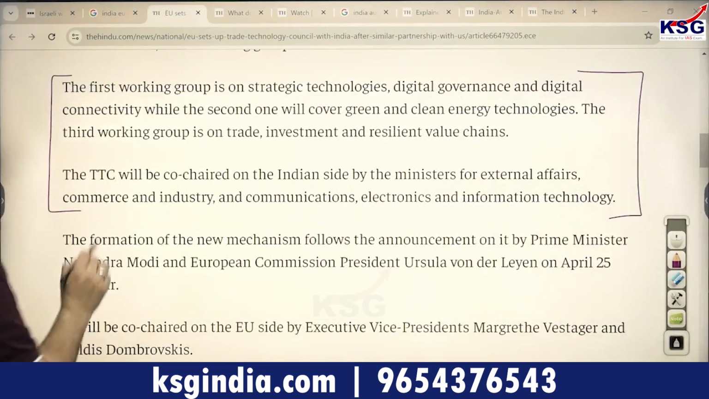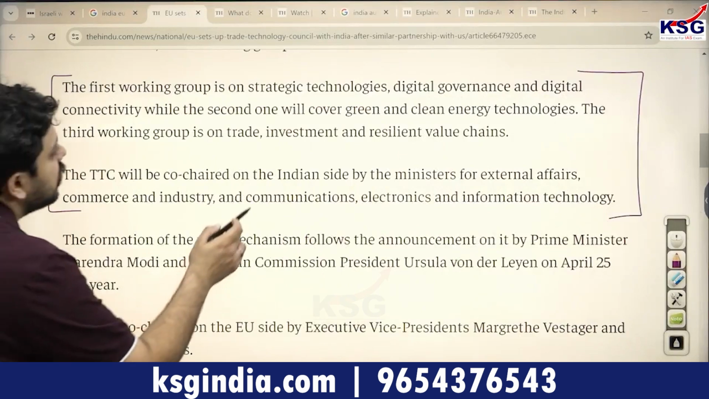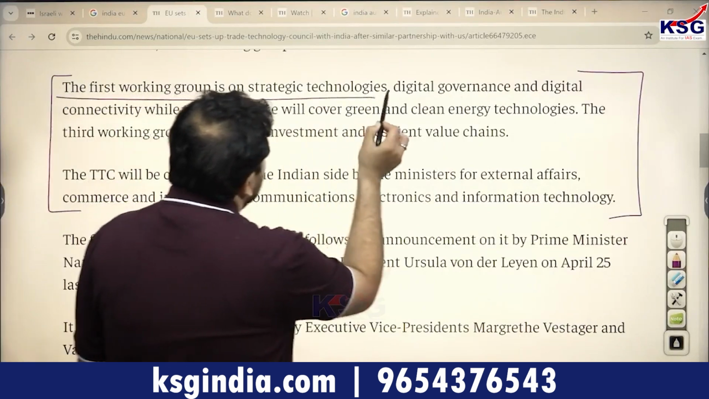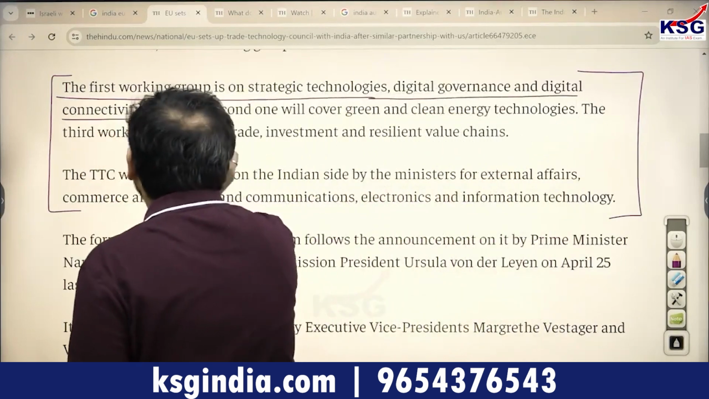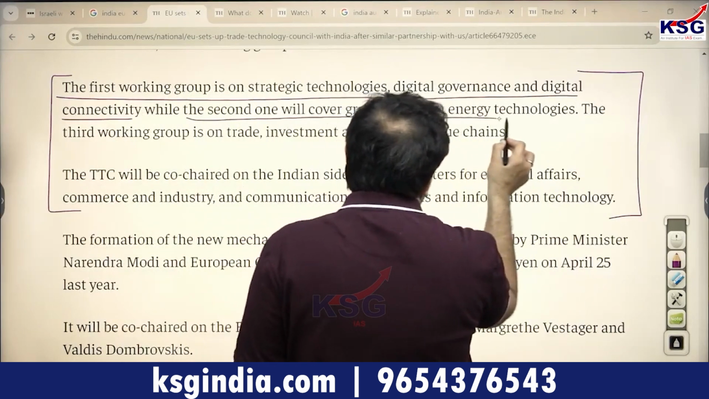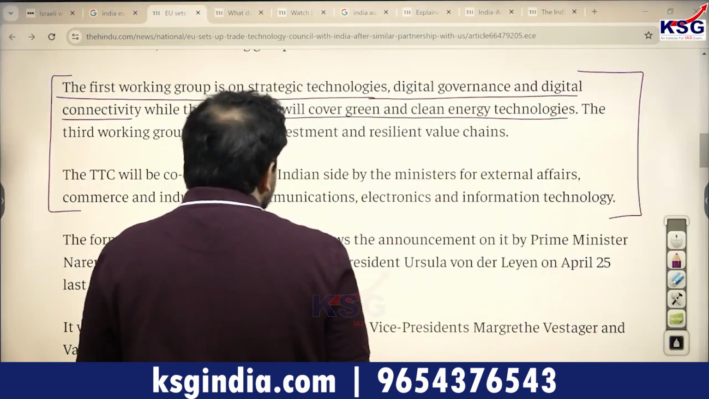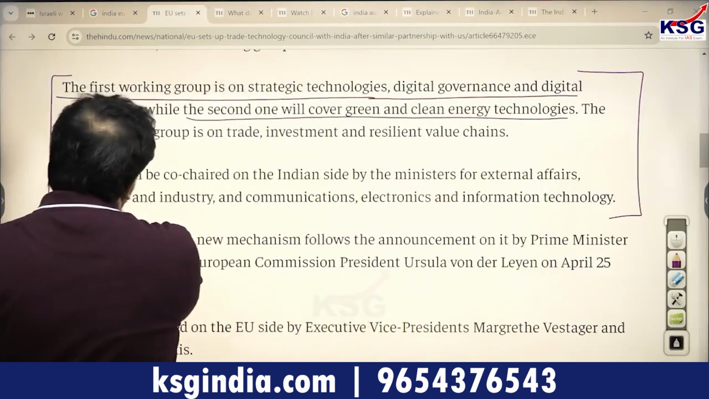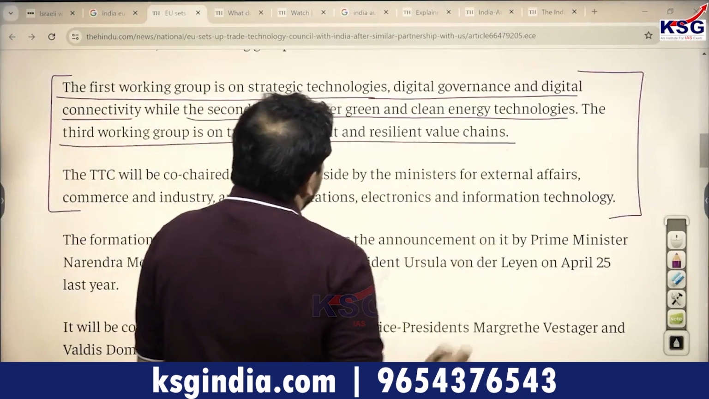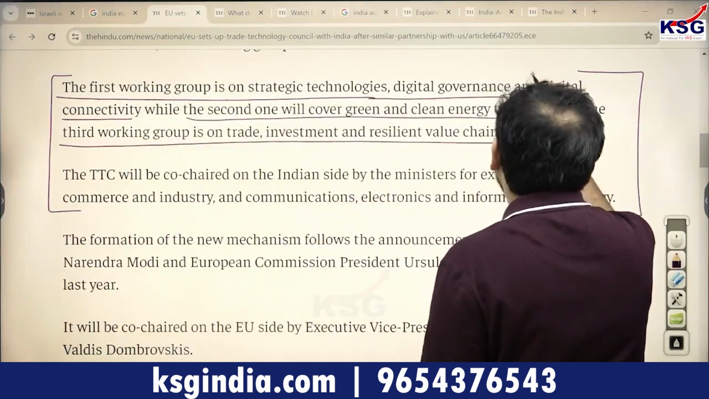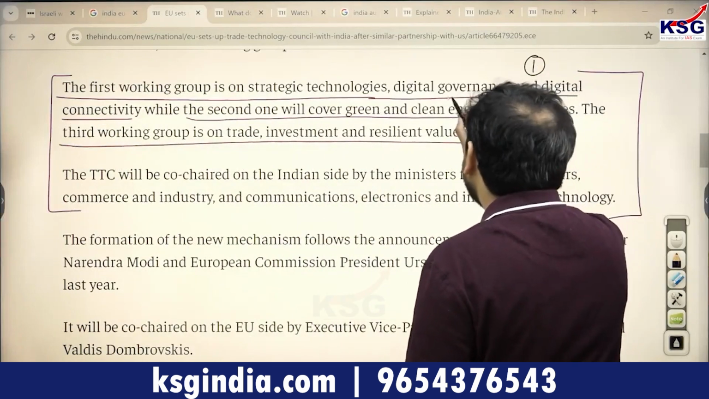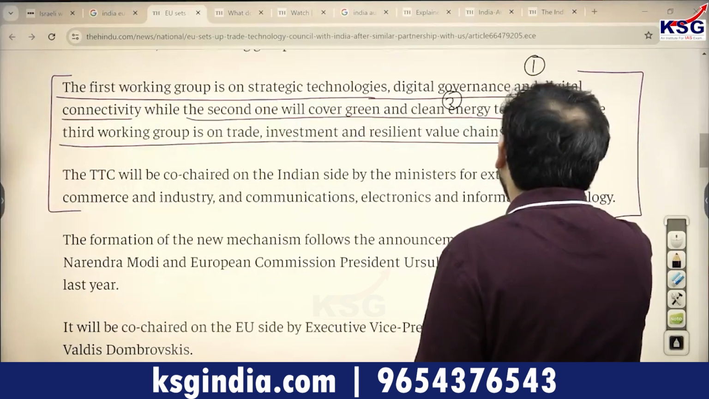There are the 3 working groups under the TTC. First working group is on strategic technologies, digital governance and digital connectivity. Second working group will cover green and clean technologies, and the third working group is on trade, investment and resilient value chains. You will have to take a note of this, please, in terms of understanding the questions that can come from the Trade and Technology Council.